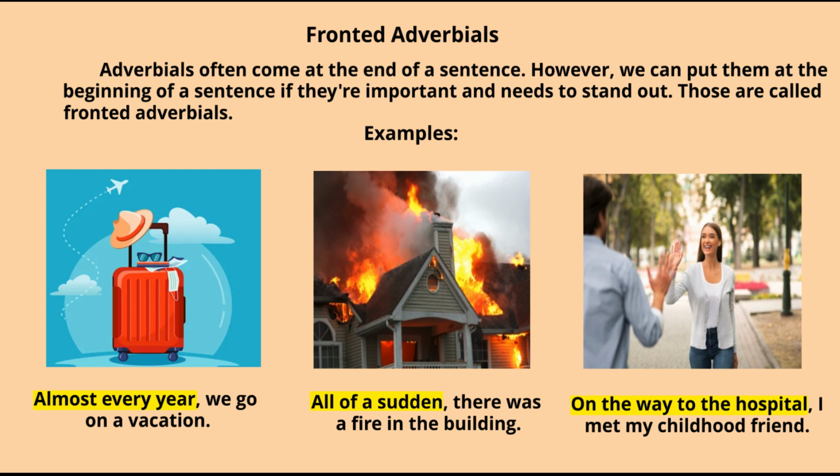sentence. In the second image, you can see some fire on the house, right? All of a sudden, there was a fire in the building. So, all of it would be an adverb here. A is an article and sudden is a noun. All of a sudden here is a fronted adverbial as it is coming at the start or beginning of a sentence. Because you have started off the sentence with all of a sudden, that would be a fronted adverbial.